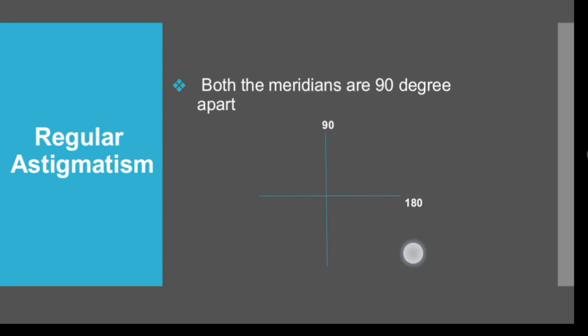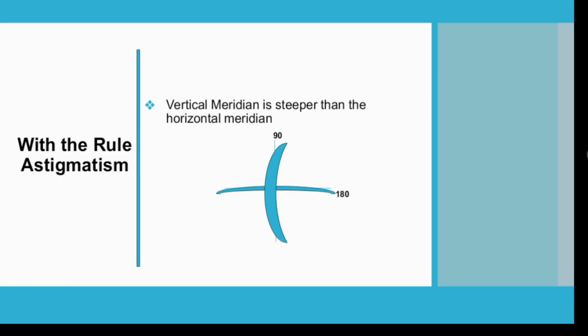So the angle difference between the meridians is 90 degrees. This is regular astigmatism; there is some regularity or pattern here. Now, what is with-the-rule astigmatism? Here you can see a vertical meridian and a horizontal meridian. The horizontal meridian is very flat and the vertical meridian is steeper than the flat horizontal meridian.